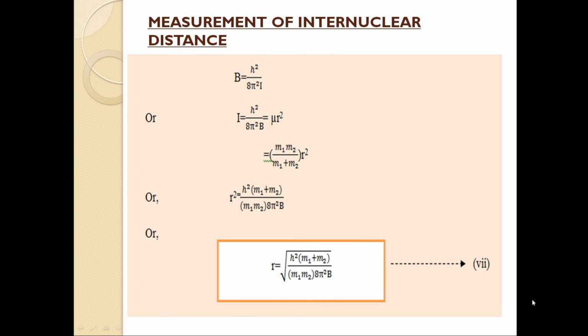So finally we get this internuclear distance as under root h square into (m1 plus m2) upon m1 into m2 into 8 pi square B.